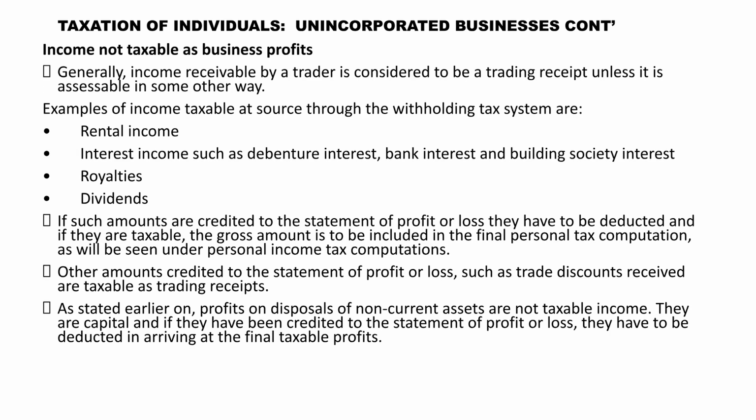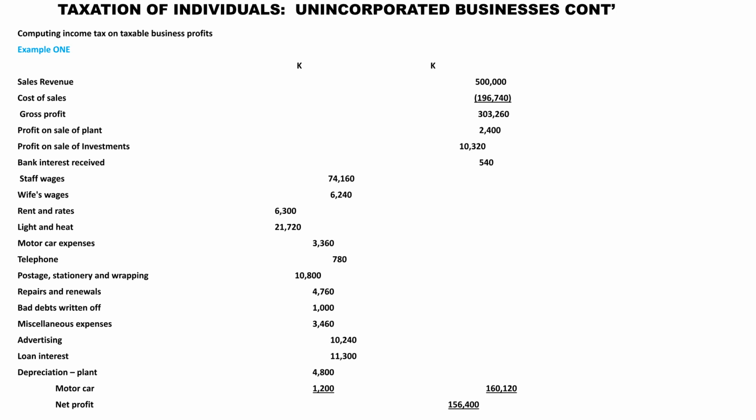Income like rental, interest, royalties, and dividends are taxable at source via withholding tax and are not treated as business profits. Profits from disposals of non-current assets are capital and thus not taxable business income. They must be deducted if credited to profit or loss. Let's examine an example of computing income tax on taxable business profits for Mulongoti, a retail grocer.